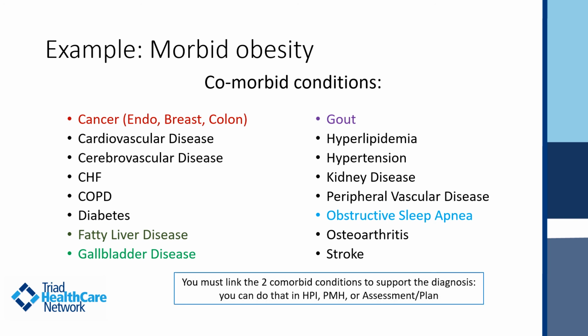So in this case, you would put in the code for the morbid obesity, and you would also put in the codes for the other two conditions. And then you would have to say somewhere in the HPI, in the past medical history, or in your assessment or plan that you think these things are related. For instance, you believe that the patient's obstructive sleep apnea and hypertension are being made worse by their morbid obesity. Something like that will be more than enough documentation to support the diagnosis of morbid obesity.